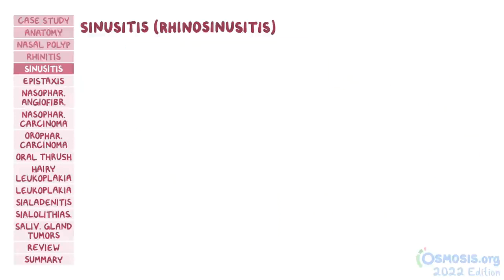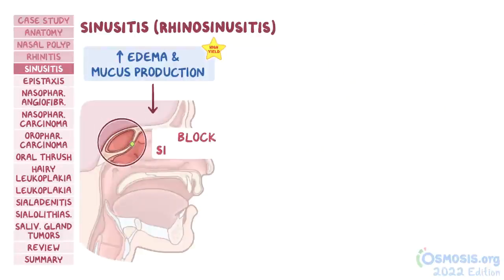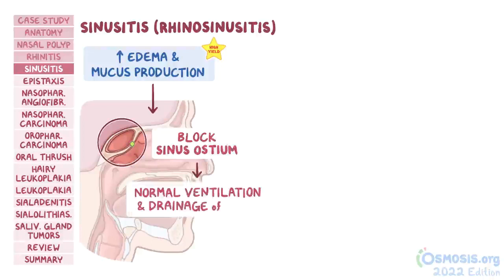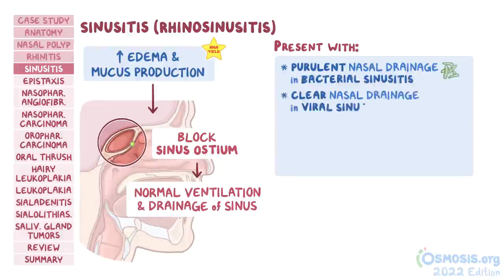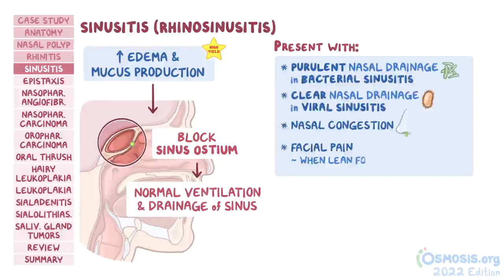Now, it might help you to know that the resulting inflammatory process causes increased edema and mucus production, which block the sinus ostium and, consequently, the normal ventilation and drainage of the sinus. Because of this, individuals will present with rhinorrhea or purulent nasal drainage in bacterial sinusitis or clear nasal drainage in viral sinusitis, nasal congestion, facial pain, especially when they lean forward, fever, and conjunctivitis.